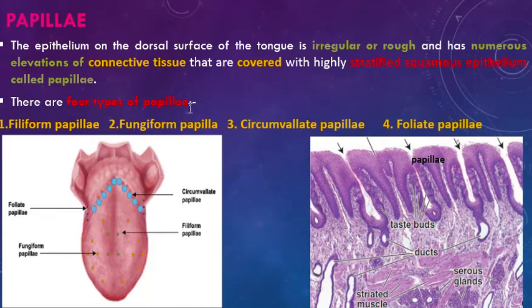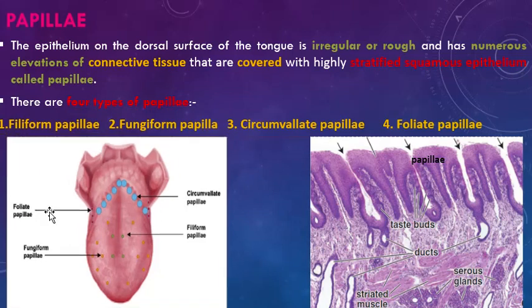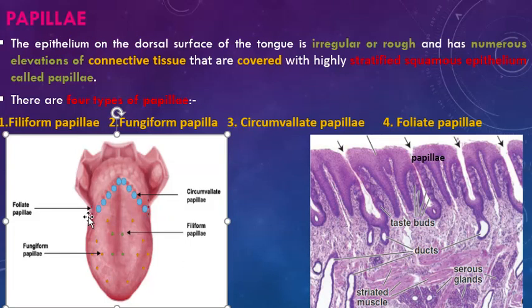There are 4 papillae: filiform, green dot; fungiform, yellow; circumvallate papillae, located in front of the sulcus terminalis; and foliate, which are located on the lateral edge of the posterior part of the tongue.